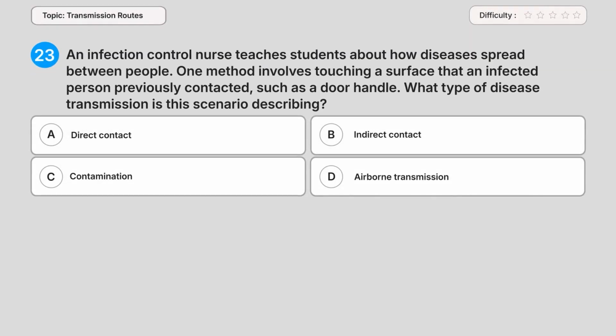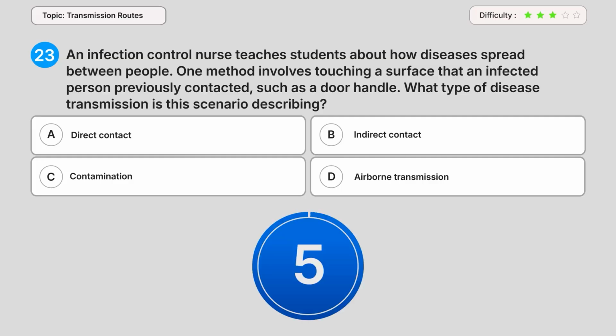23. An infection control nurse teaches students about how disease is spread between people. One method involves touching a surface that an infected person previously contacted, such as a door handle. What type of disease transmission is this scenario describing? A. Direct contact. B. Indirect contact. C. Contamination. D. Airborne transmission. Can you guess the answer?